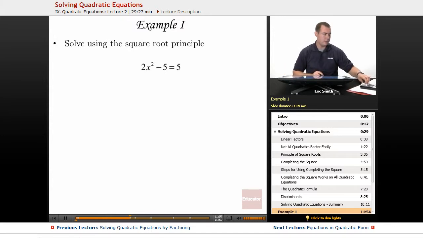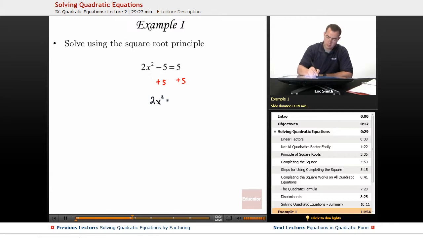Alright, let's try some of these techniques out. We want to solve this first one using the square root principle. To figure out why we would even use that principle, notice how there's only one x and it's being squared. So there really is no need to factor this one. We'll just go ahead and work on getting x all by itself. We'll add 5 to both sides. Then we will divide both sides by 2. And then we will take the square root of both sides.